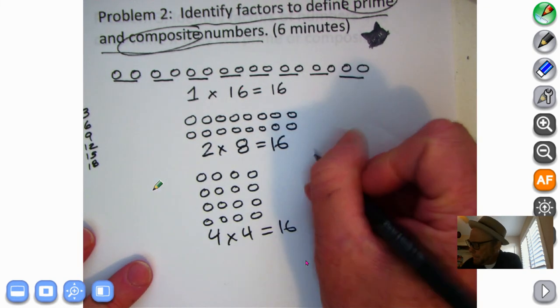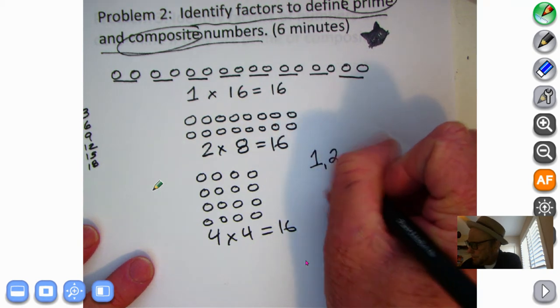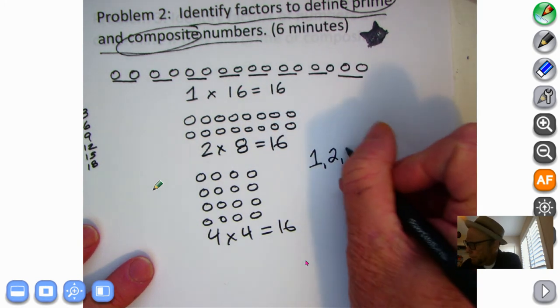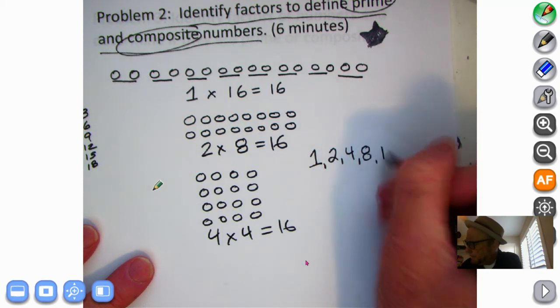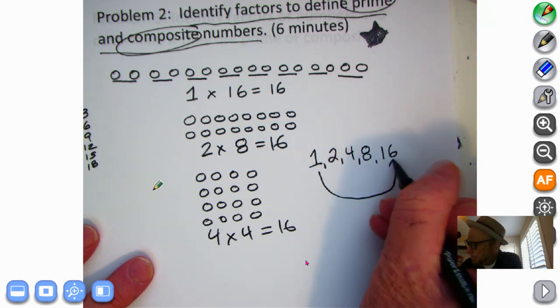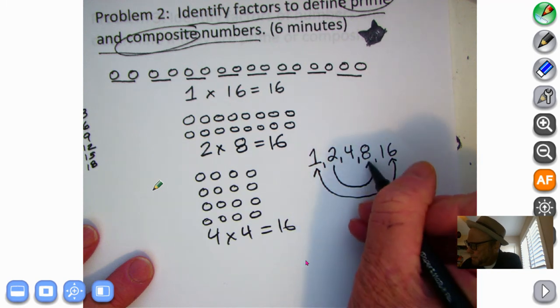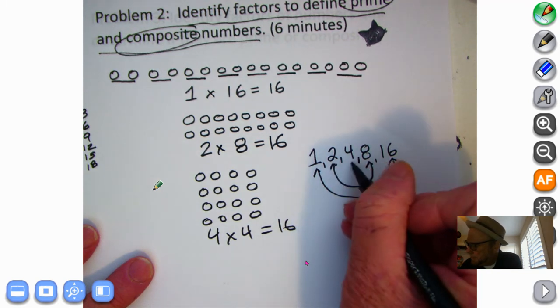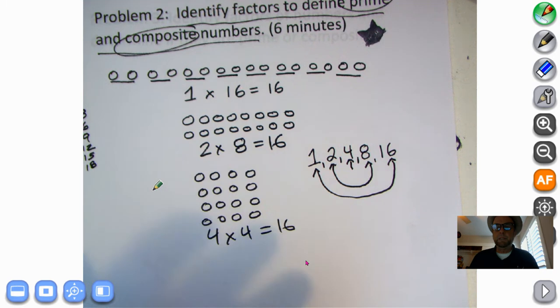And we'll model it like this. We'll go 1, 2, I don't see any 3. We go to 4, right? 8, and 16. And we know that 1 multiplied by 16 equals 16. 2 times 8 is 16. And then 4 times itself, make a little up arrow, is 16. So these are all the factors of 16: 1, 2, 4, 8, and 16.